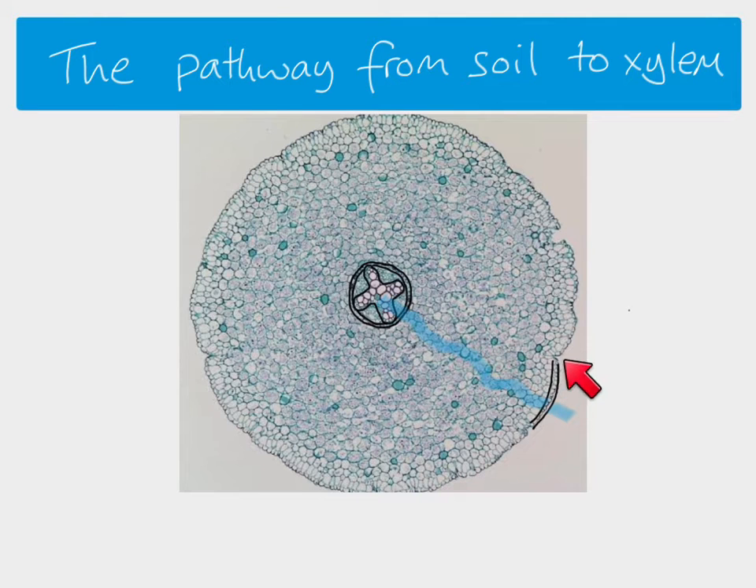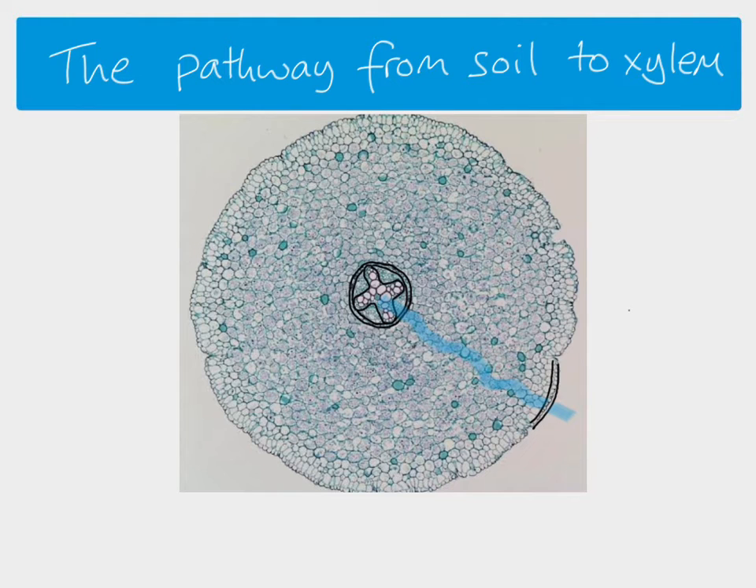And this layer here on the outside, our epidermis, that's where you will find root hair cells. So the water has to go all the way here. It's across the epidermis, has to cross the cortex, across the endodermis. There's another layer of cells there, which is the pericycle, and into the xylem.